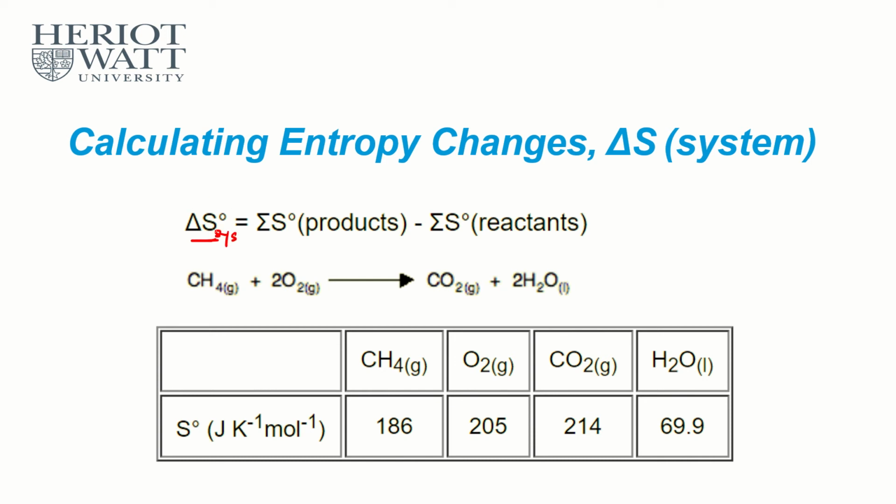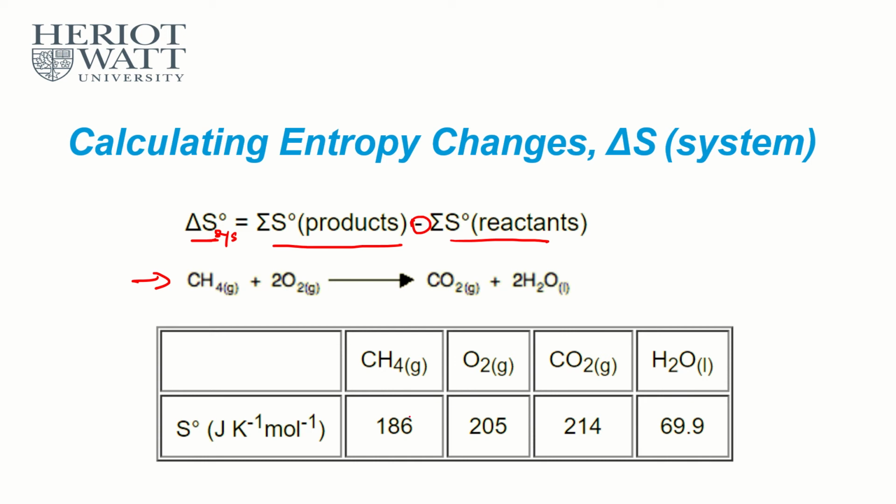This is the entropy change for the system, where we use the total entropy change of the products minus the total entropy change of the reactants. So it's product minus reactants. Let's say, for example, for this particular reaction, combustion of methane plus oxygen, you get carbon dioxide and water. So what happened to the entropy change for the system?